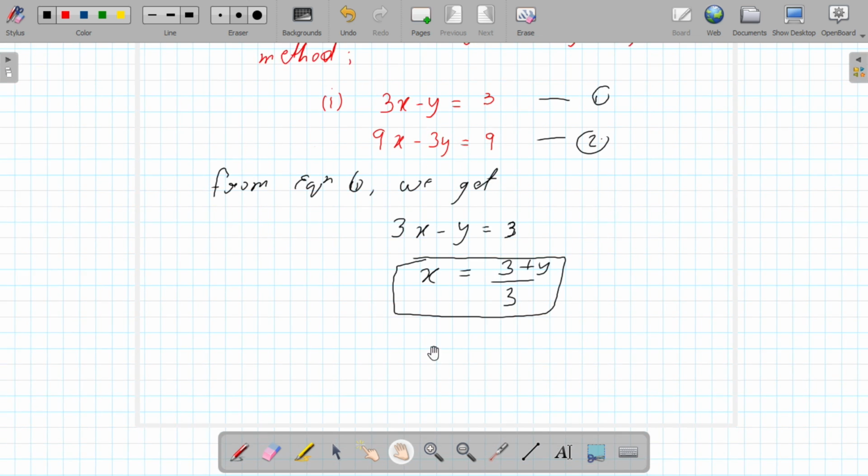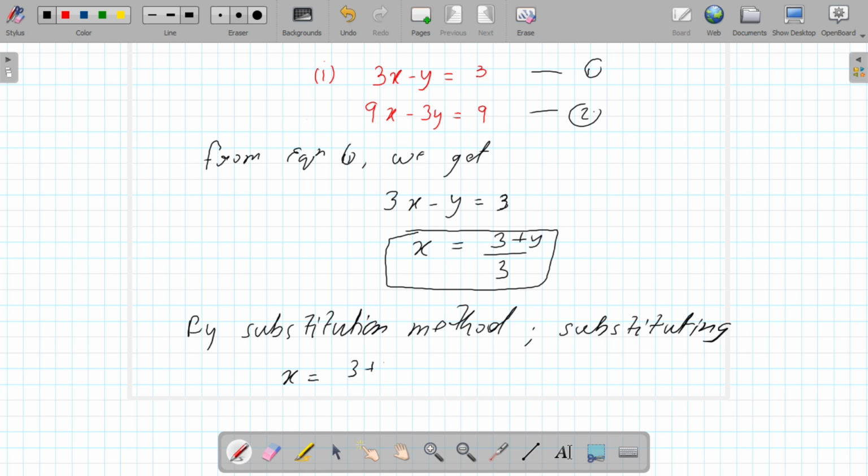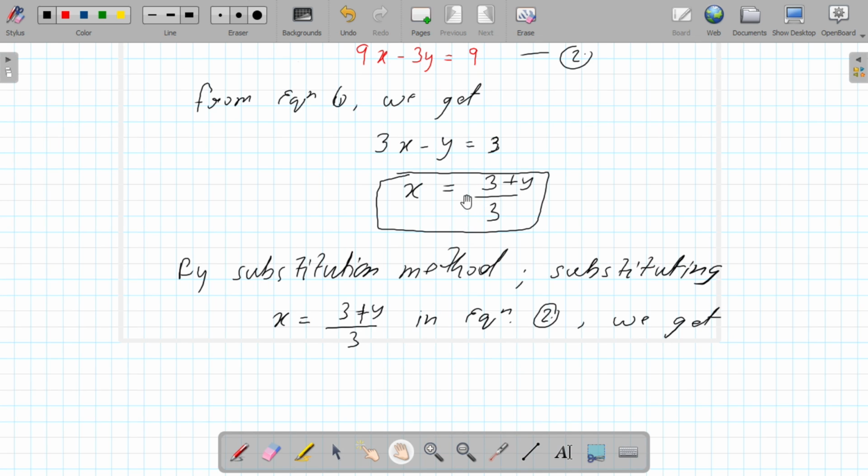So now, by substitution method, substituting x equals to 3 plus y upon 3 in equation second, we get, now what I am doing, I am substituting the value of x, which is from first equation, equal to 3 plus y upon 3, in equation number second.